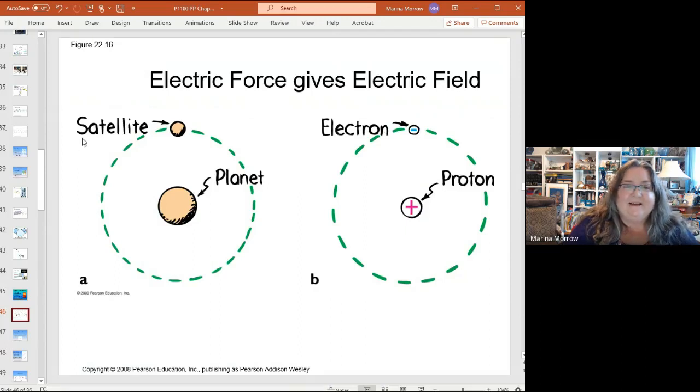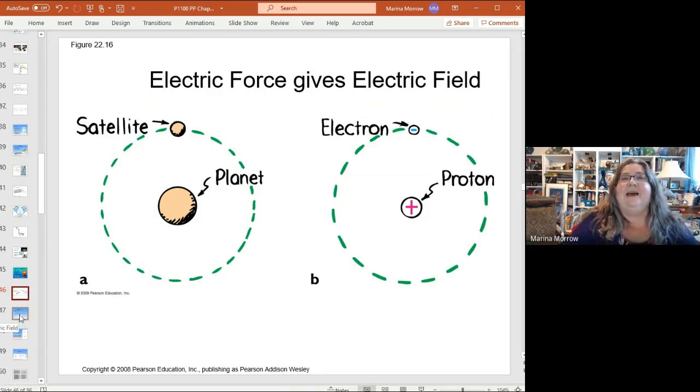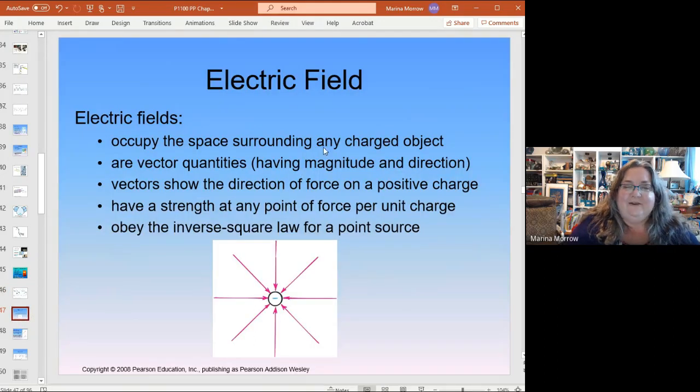So just as the gravitational force, we can think of it as a gravitational field, and a satellite will go in orbit around a planet, an electron goes in orbit kind of around a proton. Not exactly the same, but it's due to that electrical force or gravitational force. So the electric field is represented by arrows. So it's a vector quantity. So it has a magnitude and a direction. So how strong is the force? What direction is it pointing?